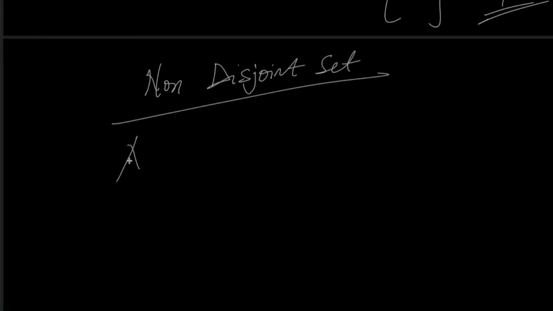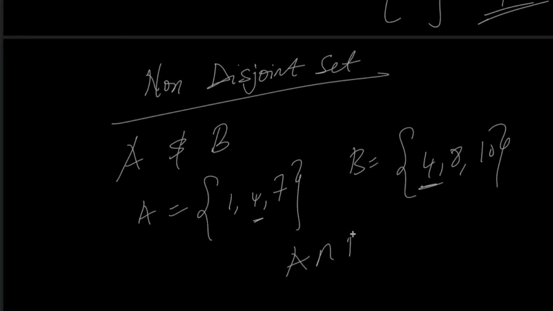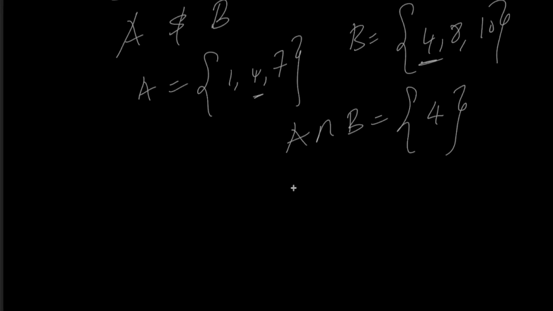Let's look at the non-disjoint set. Sets A and B are said to be non-disjoint if they have at least one element in common. That means their intersect is not equal to null. For instance, say A is equal to {1, 4, 7} and B is equal to {4, 8, 10}. You agree with me that at least they have one common element. So A intersect B is equal to {4}. So this is what non-disjoint means. Therefore, A intersect B is not equal to null.